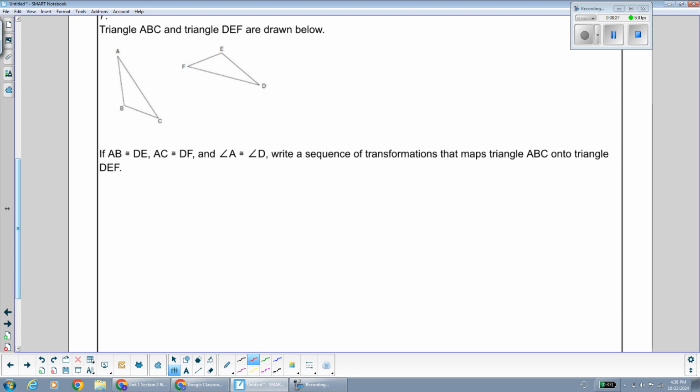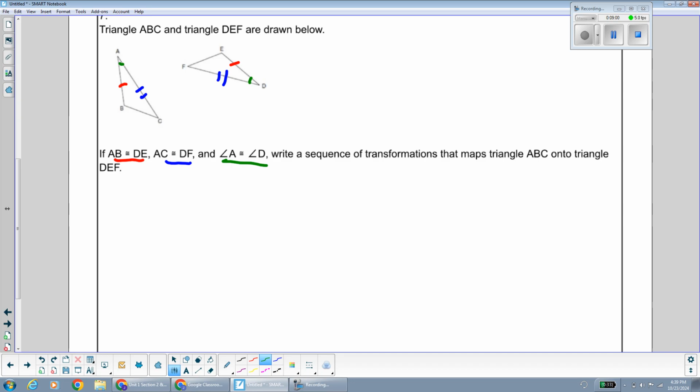Okay, over here we have AB congruent to DE. Make sure to mark your diagram. We have AC congruent to DF. And we have angle A congruent to angle D. And we need to write a sequence of transformations that maps triangle ABC onto triangle DEF. So there's multiple ways that you can do this. You could even do this with a reflection, but I am personally not going to do it with a reflection.